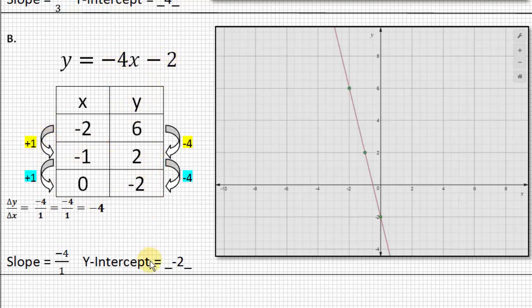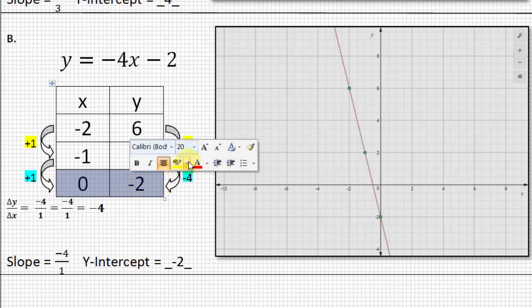And then we want to say, well, where do we see this y-intercept of -2? Where do I see that b value? And it's right here. When x is 0, y is -2.